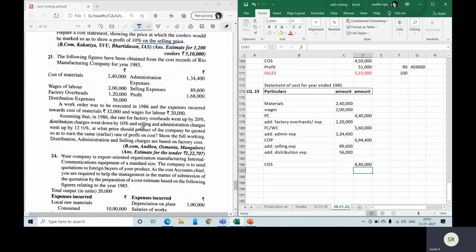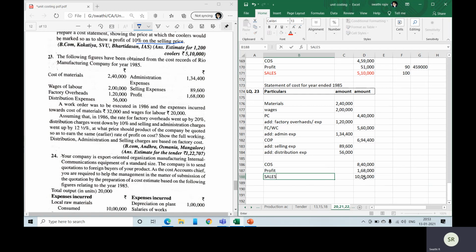This is for the next one. And selling, administration, selling price, profit is given to us. Even better. What is your profit? Given to us is 1,68,000, and obviously our sales figure is 10 lakh and 8,000. Okay, this is the actual cost sheet.